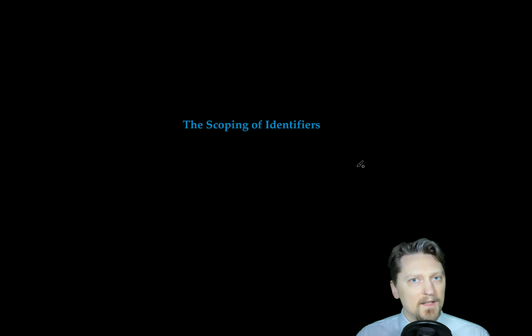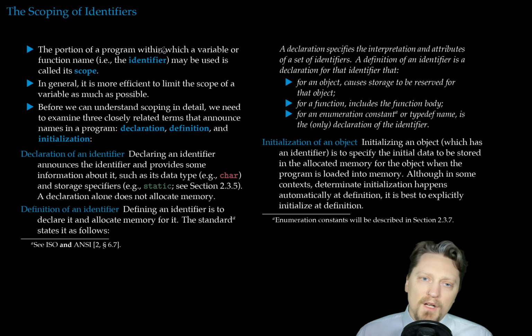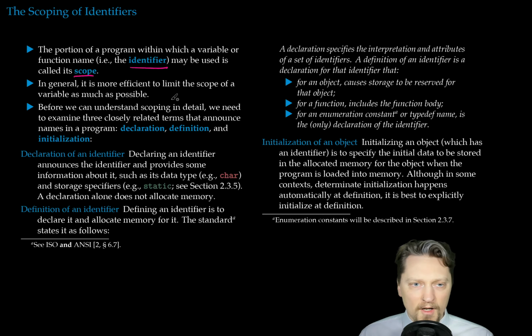The scoping of identifiers. So this is something that's generally important for understanding C, but also becomes a factor in writing efficient C code. So we're going to review it here. The portion of a program within which a variable or function name, i.e. the identifier, may be used is called its scope. In general, it is more efficient to limit the scope of a variable as much as possible, so it isn't taking up memory.